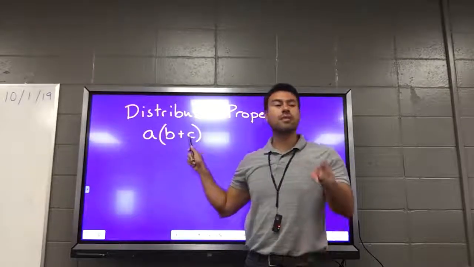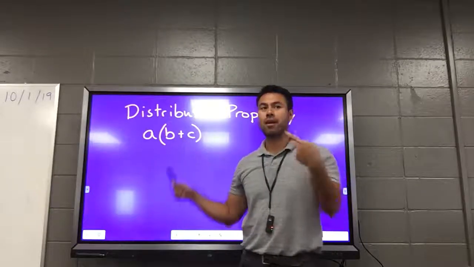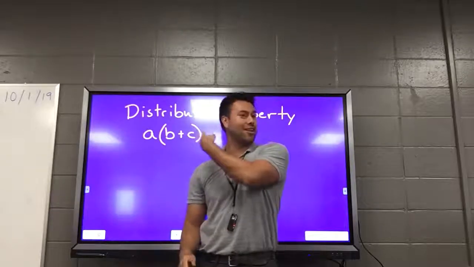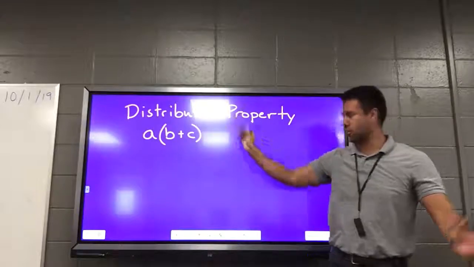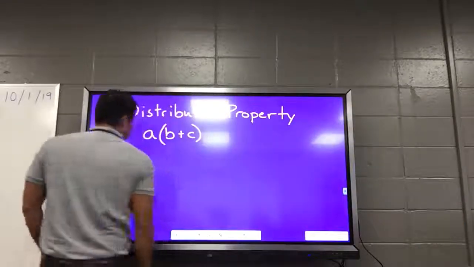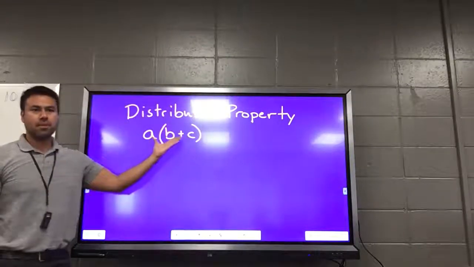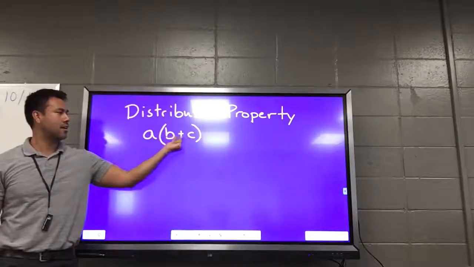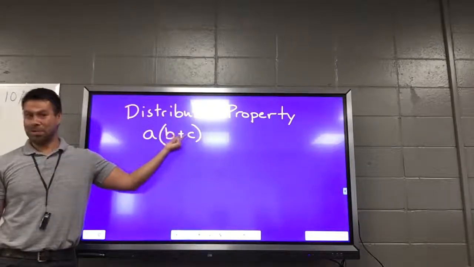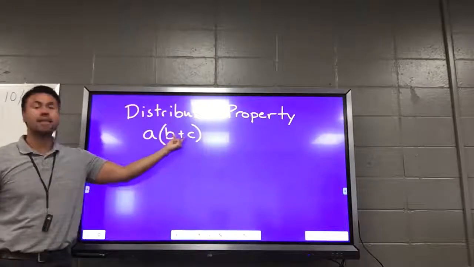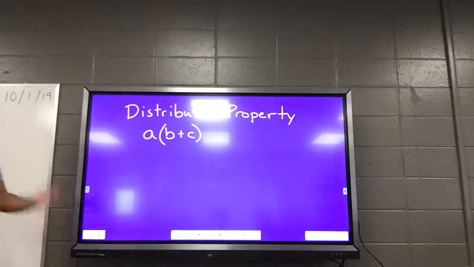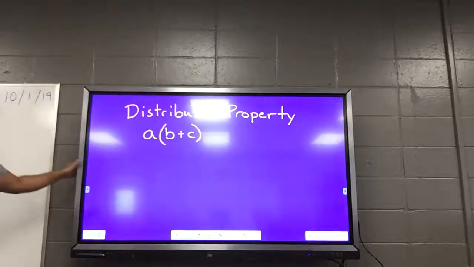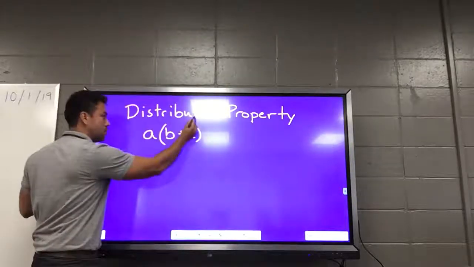Parentheses. So do parentheses always tell you associative property? No, because what could it also be? Distributive. So be careful with that. All right. Normally, what would you do in this problem? You would add B plus C inside the parentheses and then multiply that by A, right? That's normally what you do. And normally, you should do that. But you can also distribute.